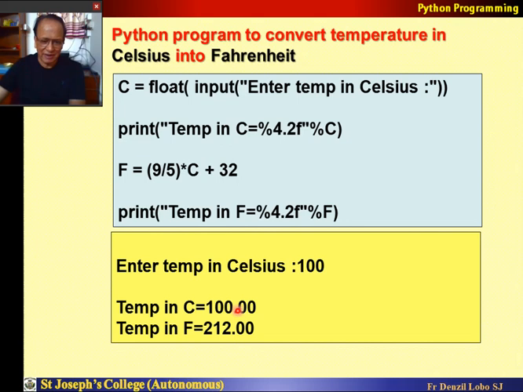For example, I've entered 100. When you convert that, it becomes 212.00, because %.2f I have given, so 2 decimals are there. So this is the result of this simple Python program which you are going to enter into your interpreter, which I will show you immediately.